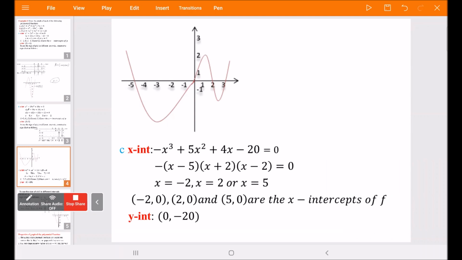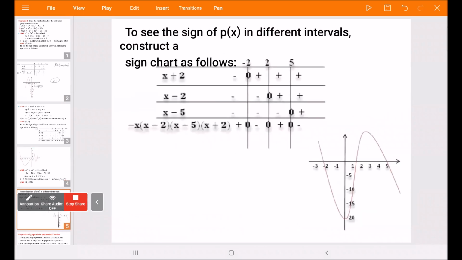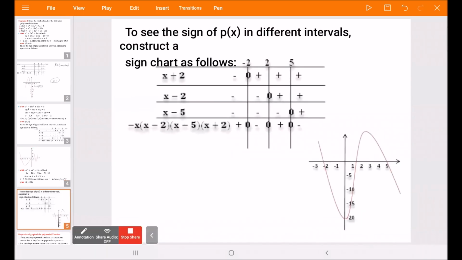So in general, what is obtained from this table is the sign of this polynomial is positive for values less than minus 2, between minus 2 and 2, negative, between 2 and 5, positive. For values greater than 5, it is negative. Don't forget this. A very large positive number represented by positive infinity, a very small negative number represented by negative infinity. Now we can sketch the graph of this polynomial.